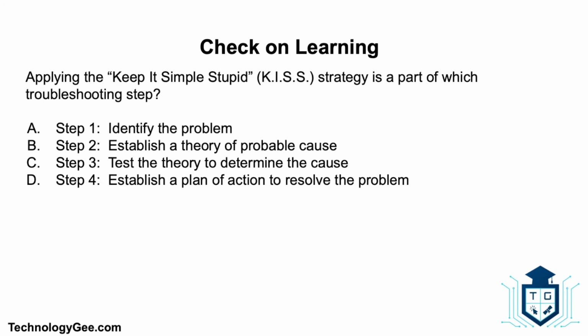Next question. Applying the keep it simple, stupid strategy is a part of which troubleshooting step? Would this be step 1, identifying the problem? Step 2, establishing a theory of probable cause? Step 3, testing the theory to determine the cause? Or step 4, establishing a plan of action to resolve the problem? So applying the KISS strategy is a part of which troubleshooting step? The correct answer is, this will be part of step 2, establishing a theory of probable cause.